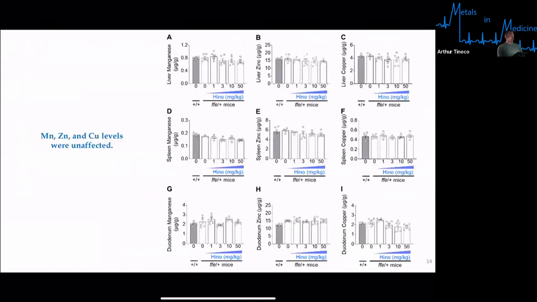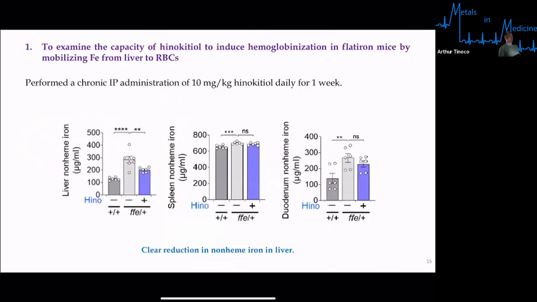All right. And then we look at the profile to other metals, right? Because this is a ligand that also has other metal binding capability. And it turns out, so there's a lot of figures here that they looked at manganese, zinc, and copper in the liver, the spleen, the duodenum, and they don't see any changes in the levels of those metals. So metal selective apparently within this animal model.